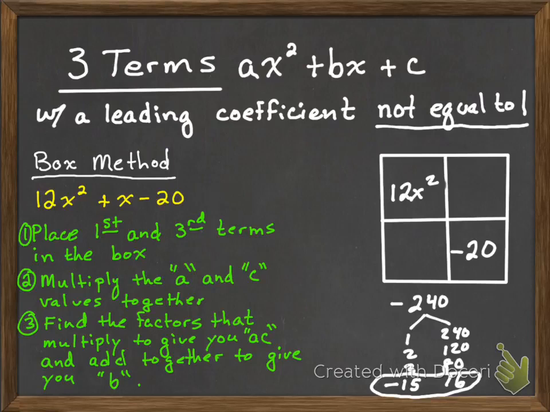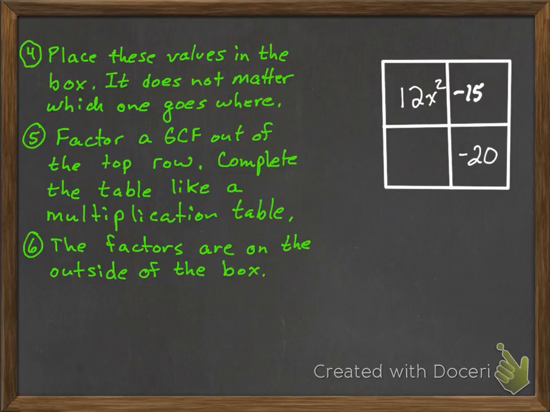Now remember that this is really negative 240x squared because we multiplied these two things together. Now because you have an x squared here, you would need an x on each one of these terms here. So those are the two terms that go in these other two empty boxes. So you're going to have a negative 15x and a positive 16x. And it does not matter which term goes in which box. All right, so let's continue this over here.